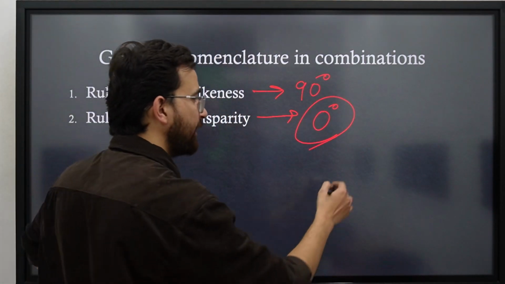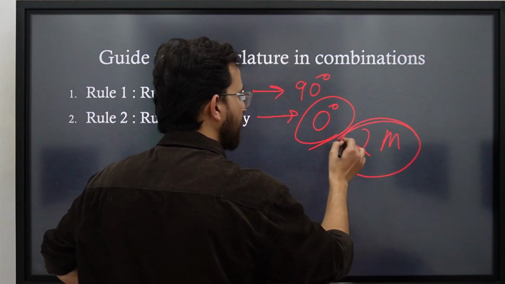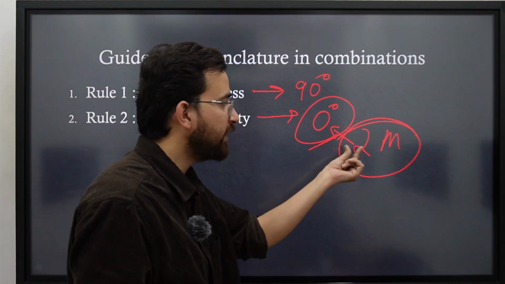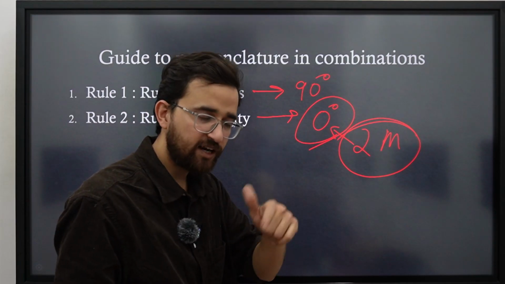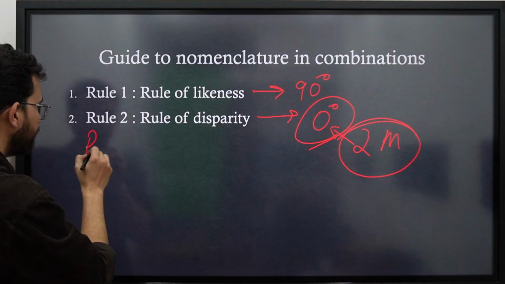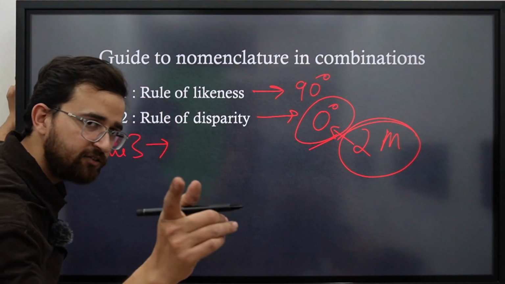Okay, so when you combine different types of symmetry elements, you have to combine them at an angle of 0 degrees. Is it possible that you can combine different types of symmetry elements at an angle of 90 degrees? Is there a rule 3 also? Yes, it is very much possible.